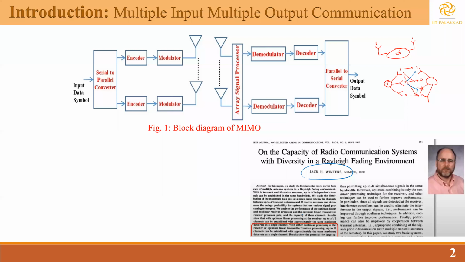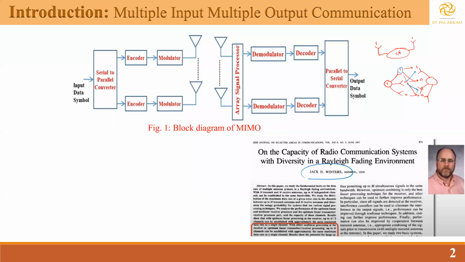Now, what he proposed here is that if you are using m number of these sub channels, then one can have m times the data rate. Automatically, at the same time, you will be losing less information. So that is the kind of communication system we are looking for.